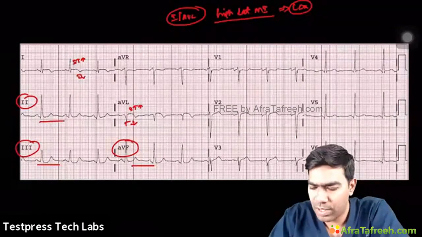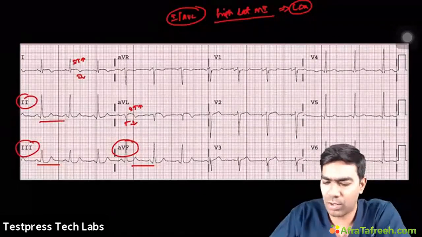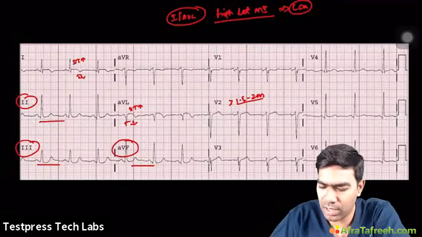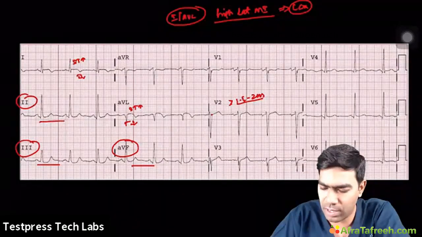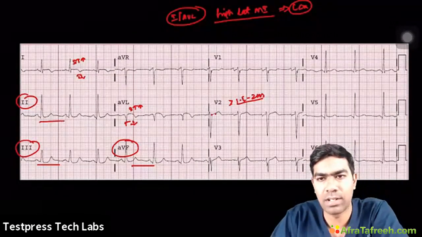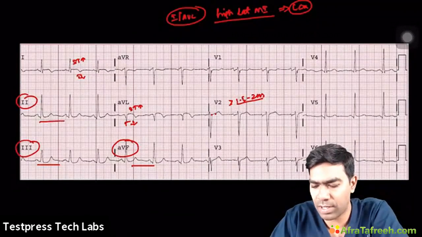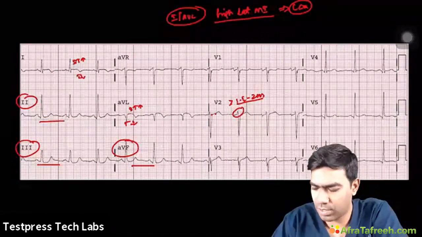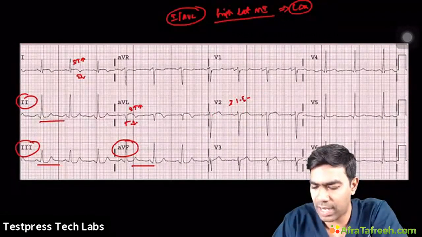So V2 and V3, I don't think so. See, I told you, in V2 and V3 you should have at least more than 1.5 to 2 millimeters. Then only you can tell. Are you seeing any 1.5 to 2 millimeters? This is the J point, and I think not even 1 millimeter is seen. So there is no elevation in V2 and V3 here. You have a good R wave also, so that's not the case. This is not an anterior MI. This is a high lateral MI.